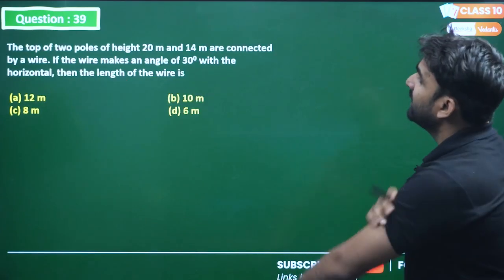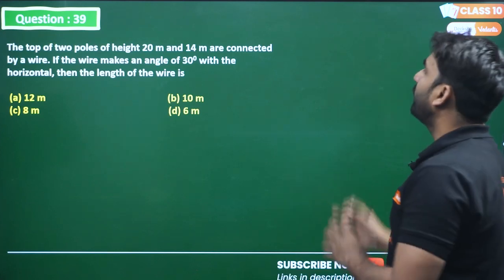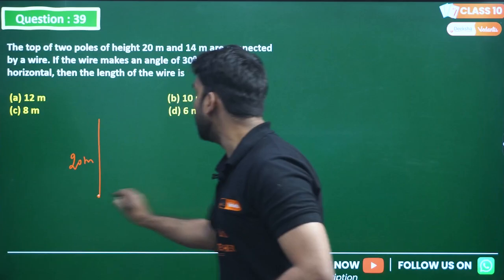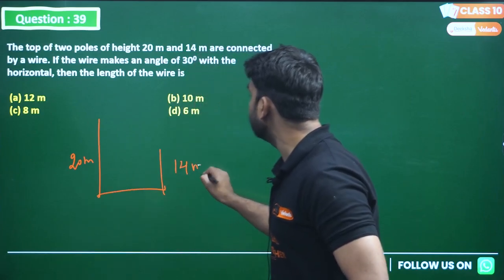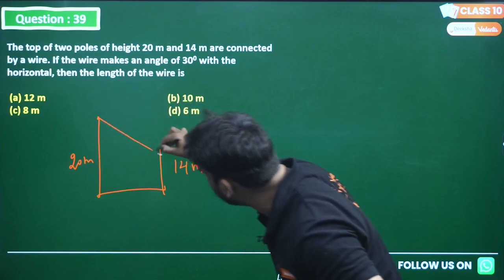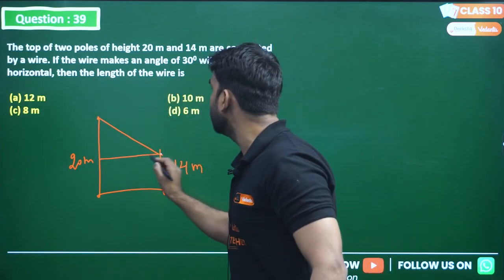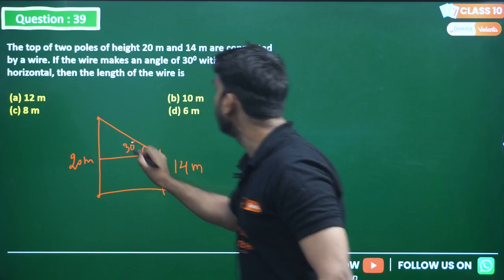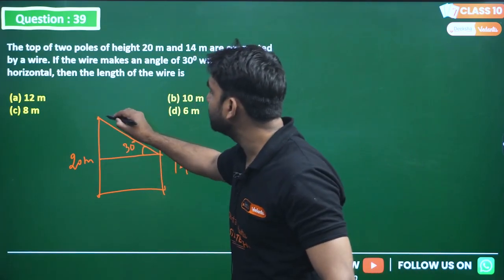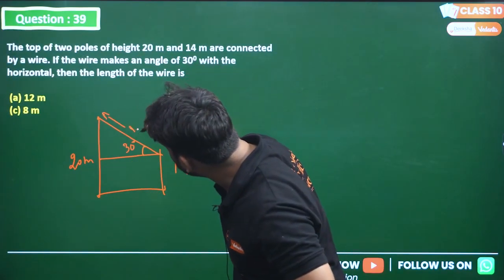Question number 39. The tops of 2 poles of height 20 meter and 14 meter are connected by a wire. So this is 20 meter and this is 14 meter, and the tops of both the towers are connected with a wire. The wire makes an angle of 30 degrees with the horizontal. Then what will be the length of the wire? We have to find this value L.